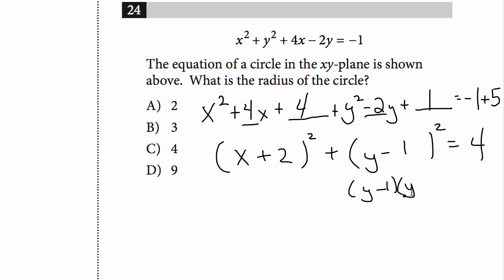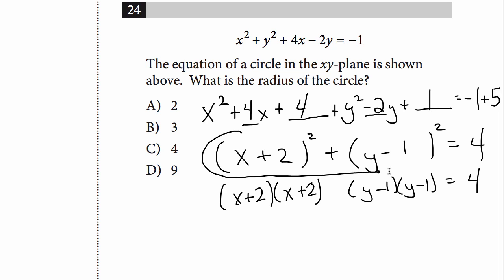I'm just writing this under. This isn't extra work, but just to give you an idea, this turns into this. And if you did x plus 2 times x plus 2, you could check it, but to save time on test day, you wouldn't want to do that. That turns into this. So everything equals 4, and we know the radius of a circle when it's in this format, which is the whole point of doing this. We want to get everything into this format. The radius is just the square root of this number. So it's 2. You're done.